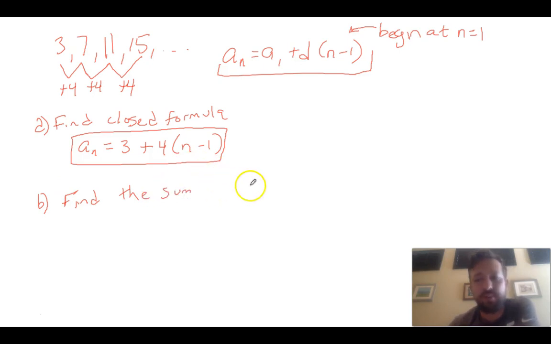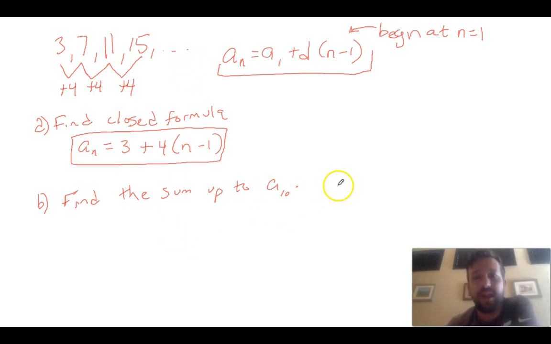Okay, B: find the summation, the sum up to the 10th term, so a sub 10. To do that, remember I need to know the first and last term, just like what we were doing on the last one, so I can add them. And remember, the sum of the second and second to last term would be the same, and the sum of the third and third to last term would be the same.